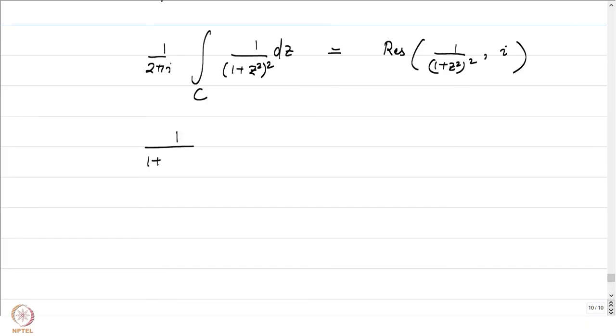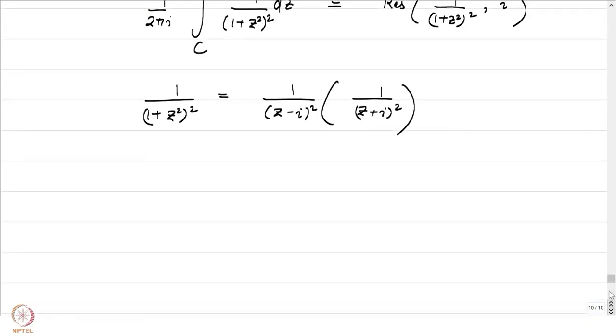So, 1 by (1 plus z square) the whole square is actually 1 by (z minus i) the whole square into 1 by (z plus i) the whole square. Now, consider the power series expansion of 1 by (z plus i) the whole square. So, suppose 1 by (z plus i) the whole square is equal to some summation b n (z minus i) to the n. This is a holomorphic function in a neighborhood of i, and therefore, this certainly makes sense to write it like this.